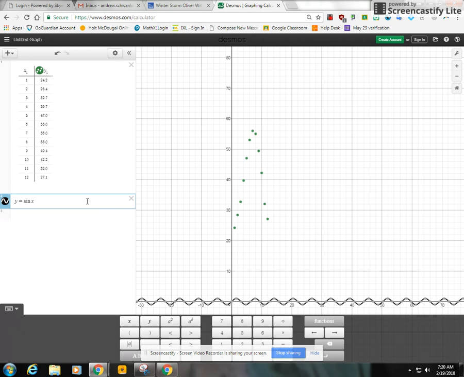So first thing I'm going to do is restrict the domain so I don't see all this extra stuff. I'm just going to see from 0 to 12 because that's our values of x, from 0 to 12 or 1 to 12. So you restrict the domain on this website by opening a bracket and saying that 0 is less than or equal to x, which is less than or equal to 12.